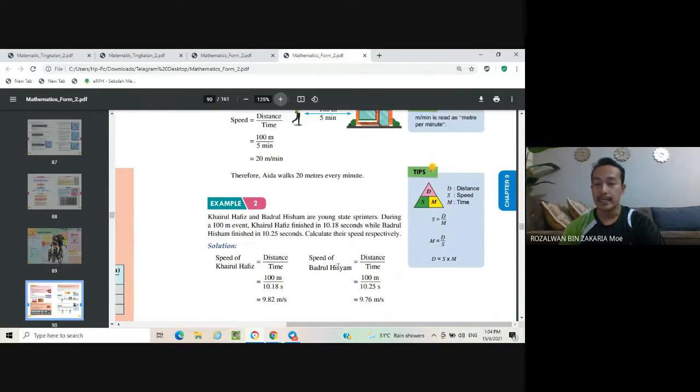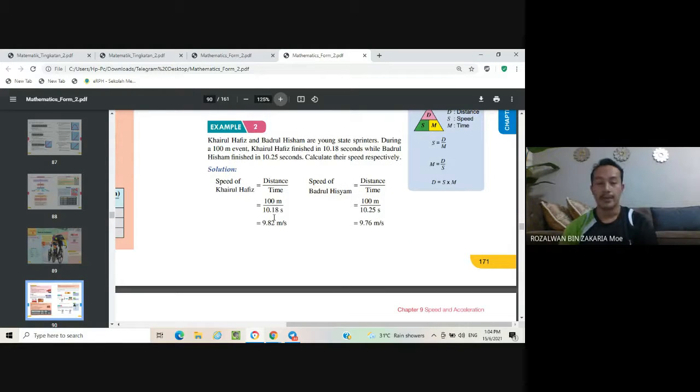Look at this second example. Example 2: Khairul Hafiz and Badrul Hisham are young state sprinters. During a 100-meter event, Khairul Hafiz finished in 10.18 seconds, while Badrul Hisham finished in 10.25 seconds. Calculate their speed respectively. The question asks you to find the speed of Khairul Hafiz and also Badrul Hisham, so we use the formula speed equals distance divided by time.